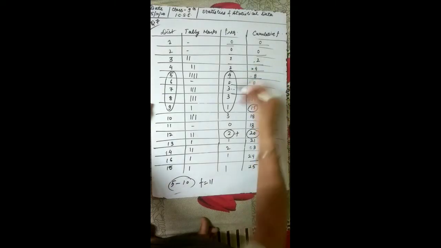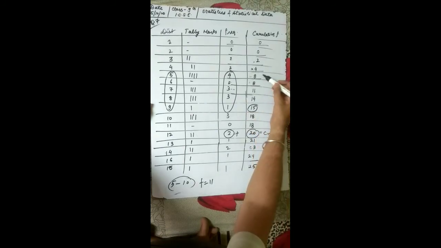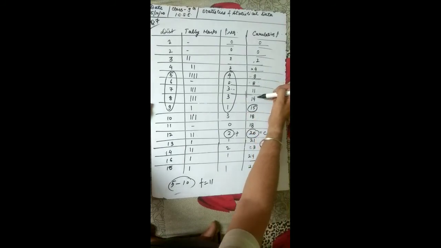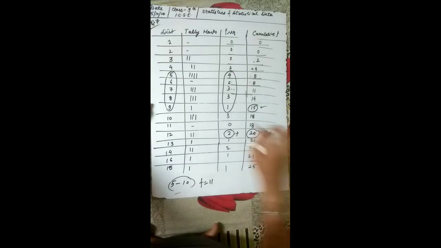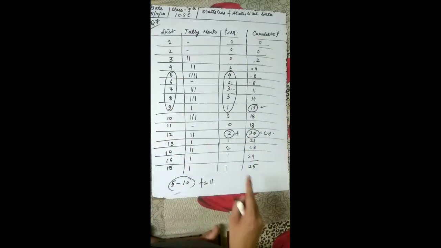Why? Because you are adding from the top. So you don't have to add 8 plus 8 plus 11 plus 14 plus 15. No. The last value will be the cumulative frequency of this. So we'll write 15. Now come to the next question.